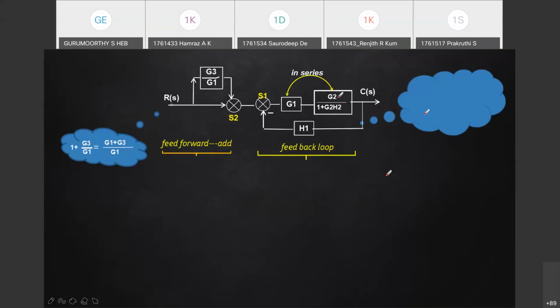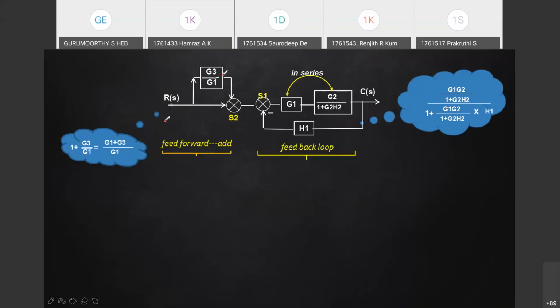This particular loop is simplified as G1, G2 divided by 1 plus G2H2, and because now it is a loop, divided by 1 plus the forward function G1, G2 over 1 plus G2H2, into H1, plus because it is minus here. This is a feedback loop. Now this is a parallel arrangement. We say feed forward when both are in the same direction, feed forward or parallel. This is feedback, so it is a loop formula. This is forward, so just add.